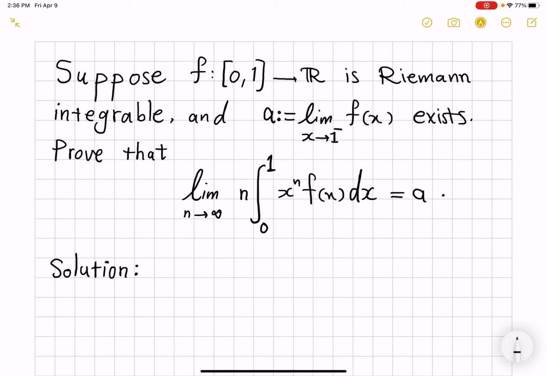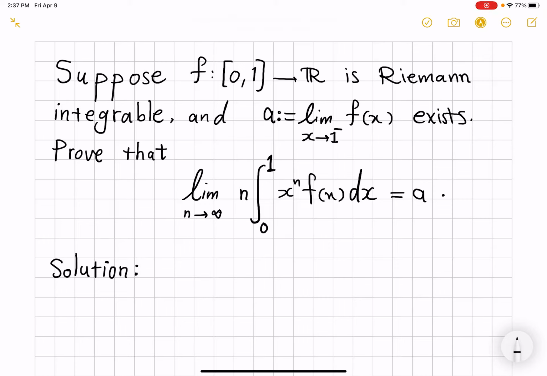Let's go to the question. Suppose f defined on the unit interval is Riemann integrable and that this limit of f at 1 exists, which by that we also mean it's a finite value. Prove that this limit equals a. Don't miss this n in the beginning of the integral.